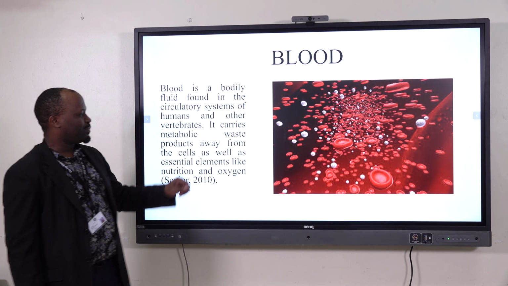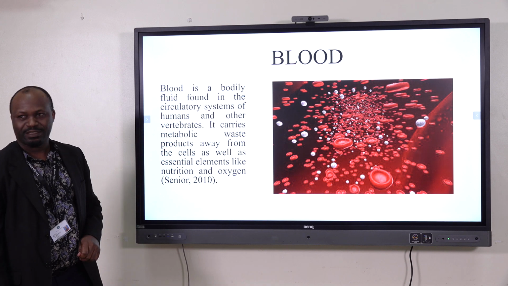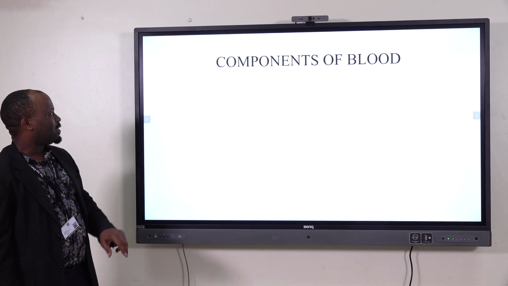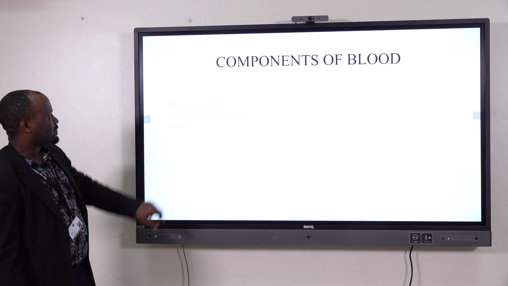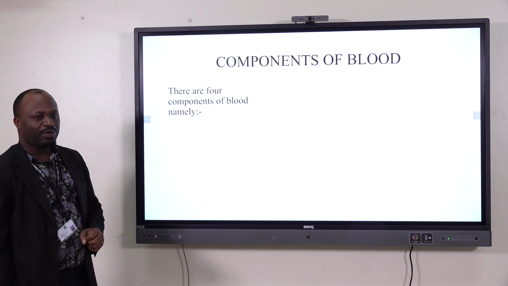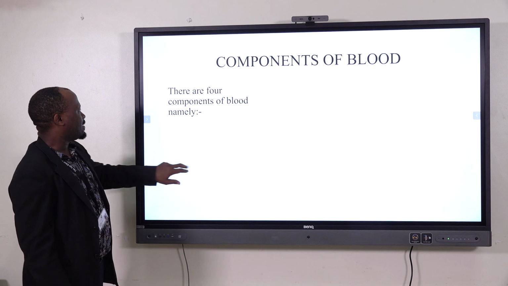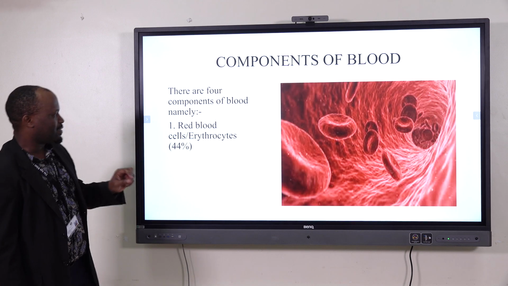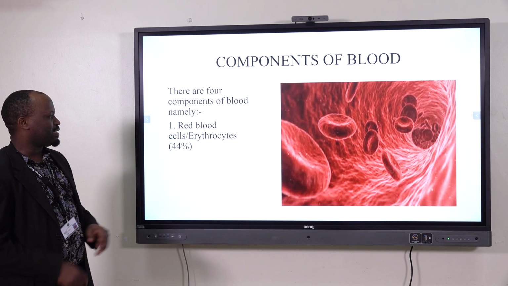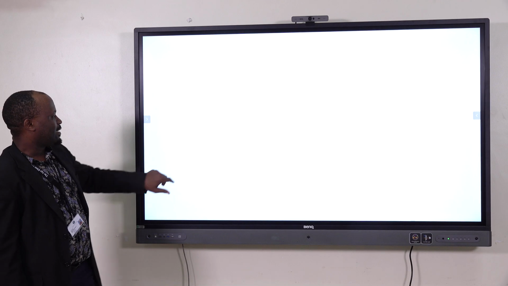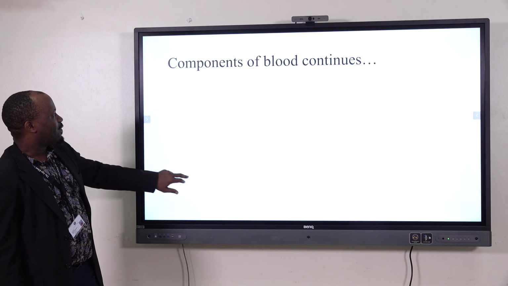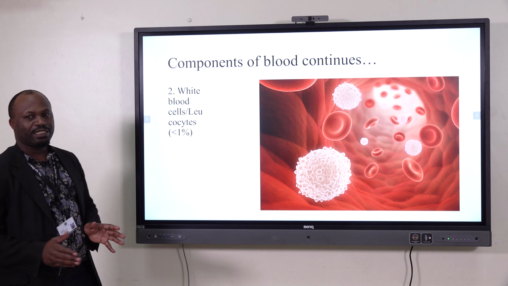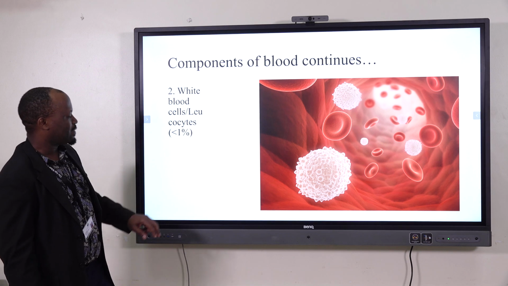That picture depicts the composition of blood in general. Now, let's look at the types of components of blood. We have about 4 components of blood. Namely, one is called red blood cells, or erythrocytes. Its composition in the body system is 44%. And now we have another type, which is white blood cells, or leukocytes, whose composition is less than 1% in our systems.